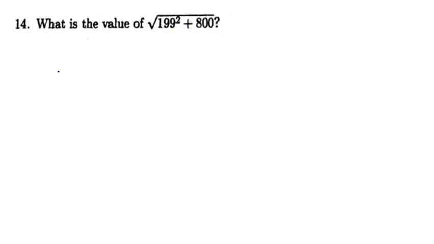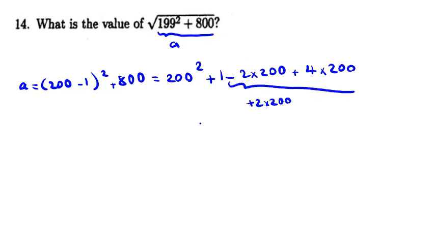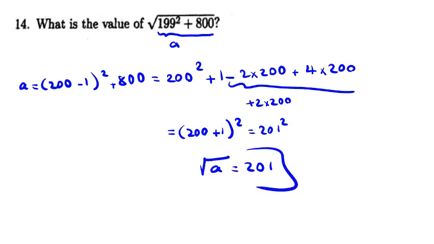Here I can say, okay, 199 is 200 minus 1. Let me consider inside is A. So A is 200 minus 1 squared plus 800. It will be what? It will be 200 squared plus 1 minus 2 times 200, and 800 is what? 8 times 100, or you can say 4 times 200. So you can say, okay, it will be plus 2 times 200. So we can say, okay, it is 200 plus 1 squared. So it is 201 squared. So we want to find a square root of A. So the answer equals 201.